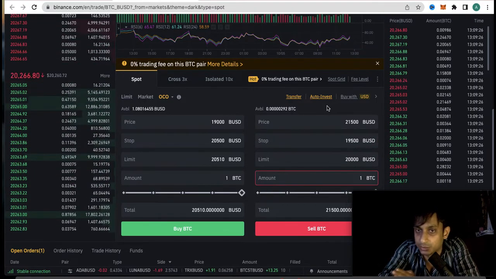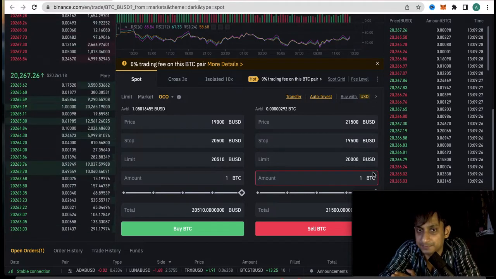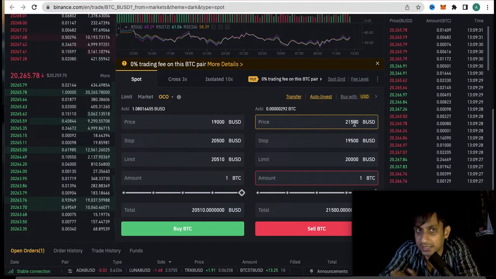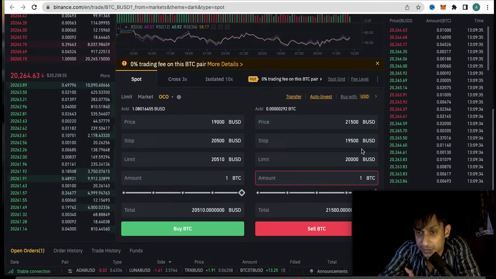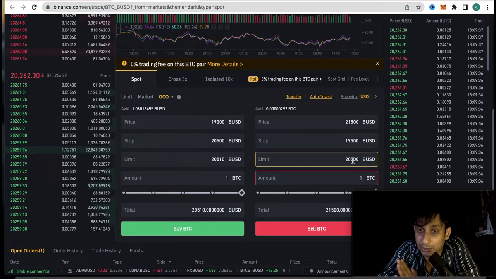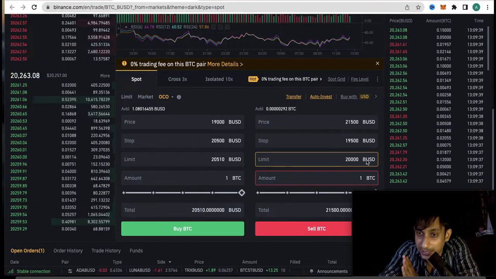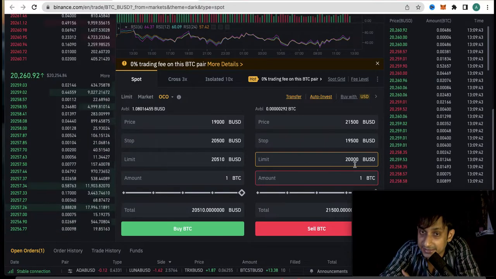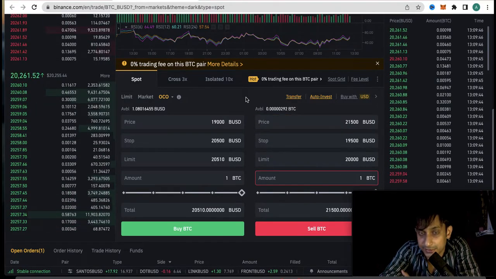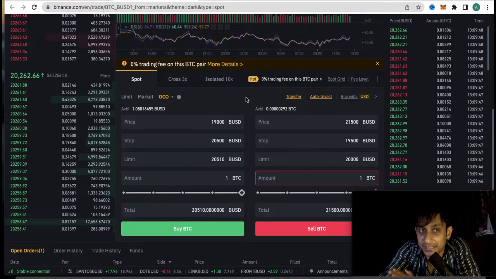So this will put both the conditions. What is going to happen if the price reaches this level? The order will be closed in a profit. If the price reaches this level, an order will be placed at this price, so that I just exit the moment the price reaches back at this place. That's fair enough, right? So this is how the stop limit and the OCO order works.